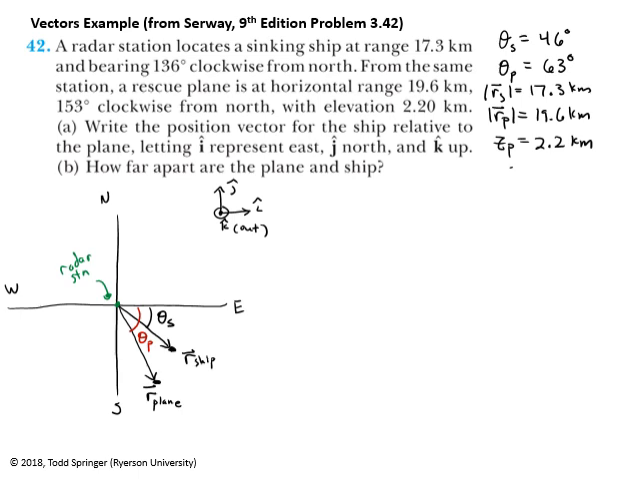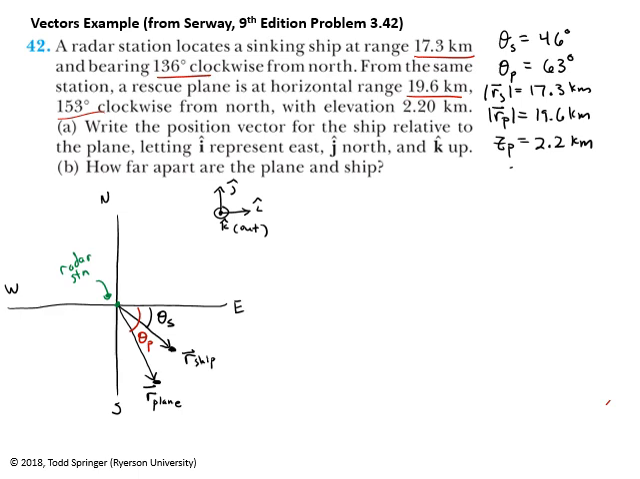Okay, so I'm going to do this vector example, one of the book problems from Serway. You've got a radar station locating a sinking ship. The distance from the radar station to the sinking ship is 17.3 kilometers, 136 degrees clockwise from north. And then from the same station you locate a plane which is horizontally 19.6 kilometers away and 150 degrees clockwise from north. So the first thing to do is to draw a picture.